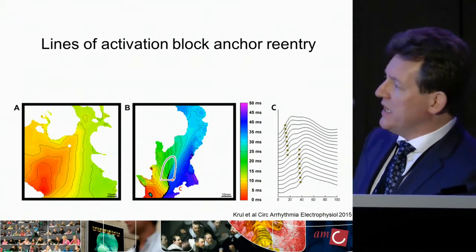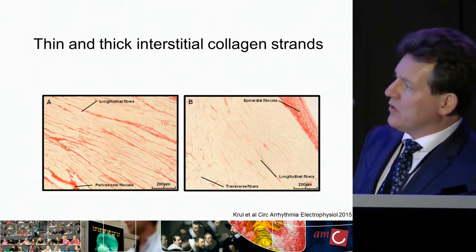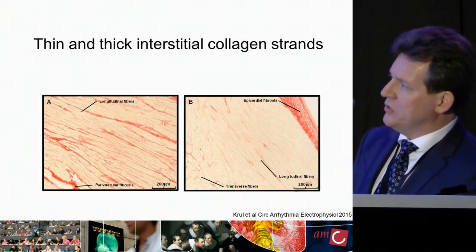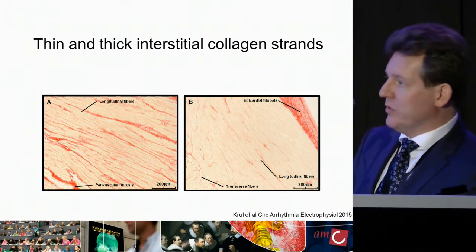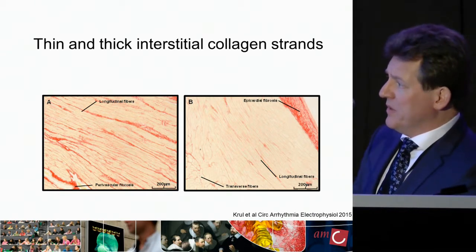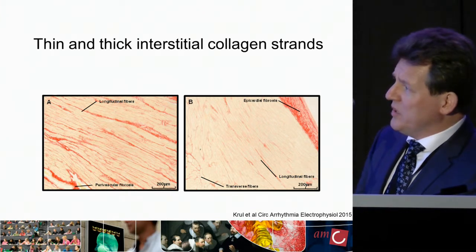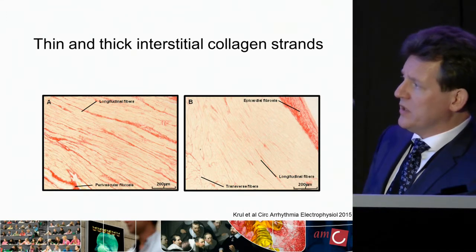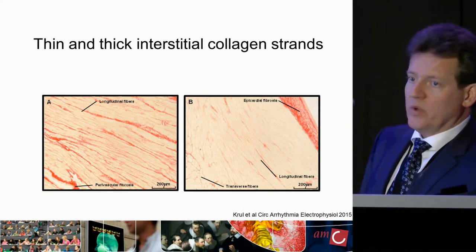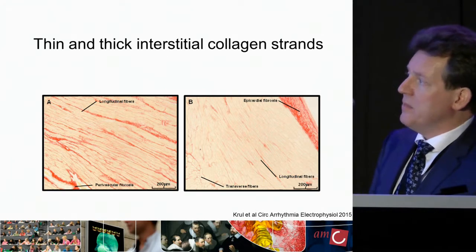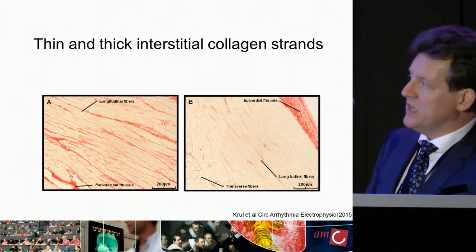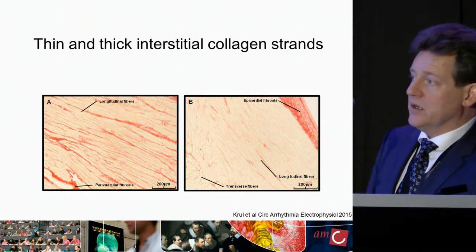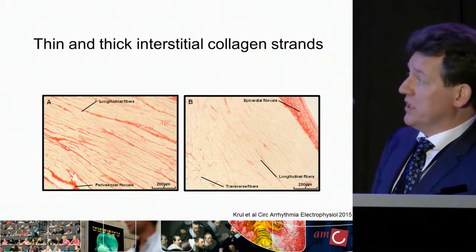But what we found is that these areas of block corresponded to thick strands of fibrotic tissue, and I think you would call them perimysial, we call them just thick, that run in between the strands of myocytes. So during basic stimulation, we don't see this back in the activation maps, but during premature stimulation, these lines of fibrosis anchor activation block and potentially reentry.